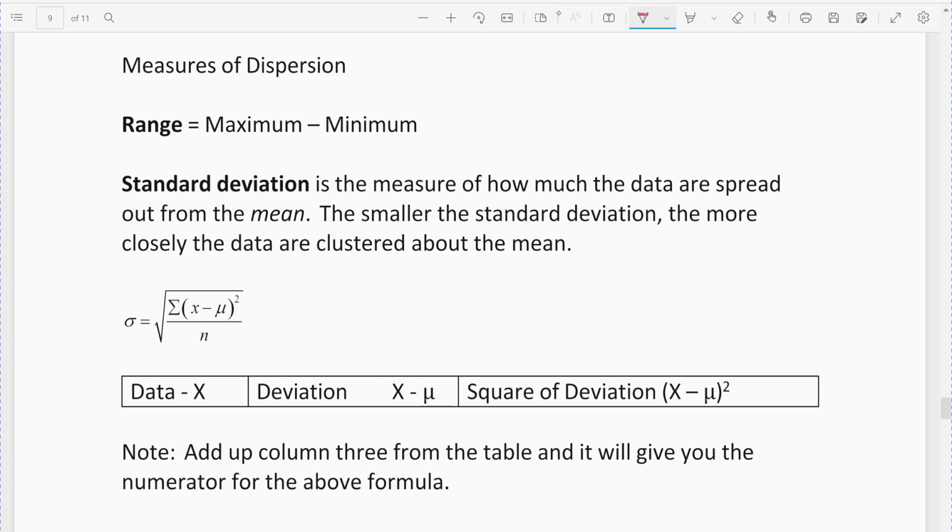The last thing that you discuss in statistics is what we want to know: on average, how close or far away are most of my points from the mean? Are the points close to the mean? Are they spread really far away from the mean? All right, and so there are two ways to do that.